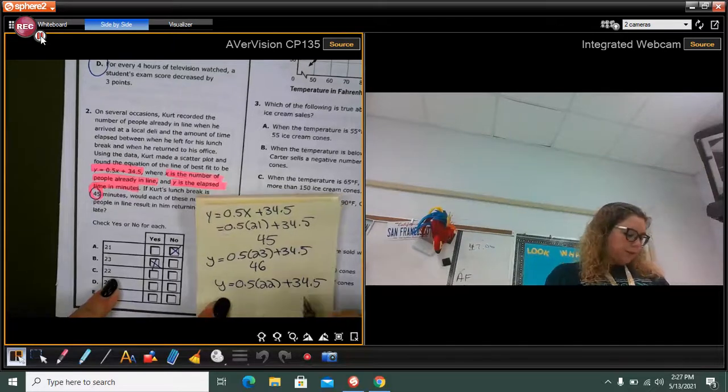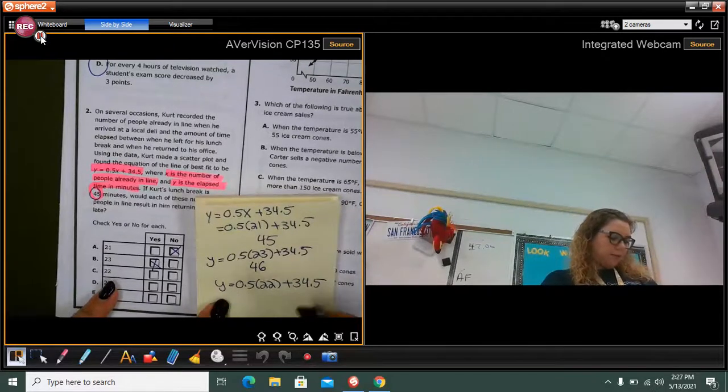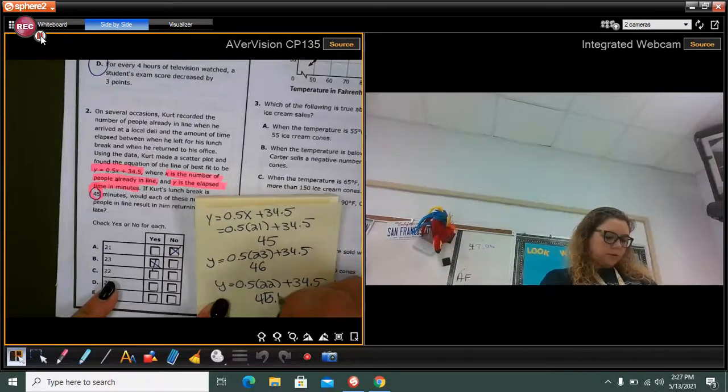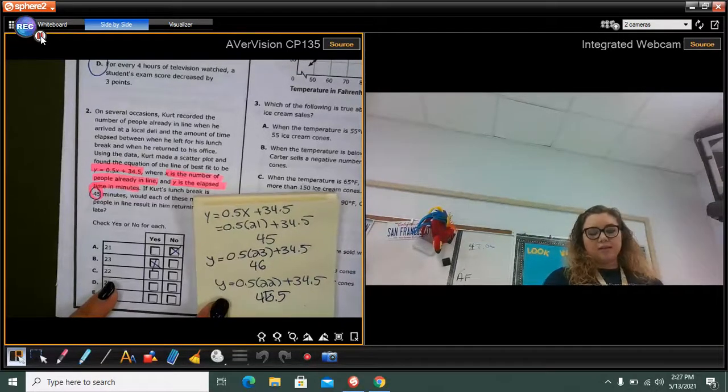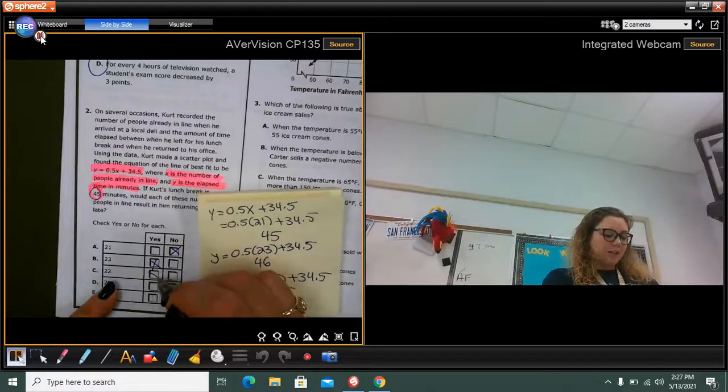Okay, I plug all this in the calculator, and I'm going to get 45.5. Is that going to make him late? Yes, it's going to be close, but it's still going to make him late.